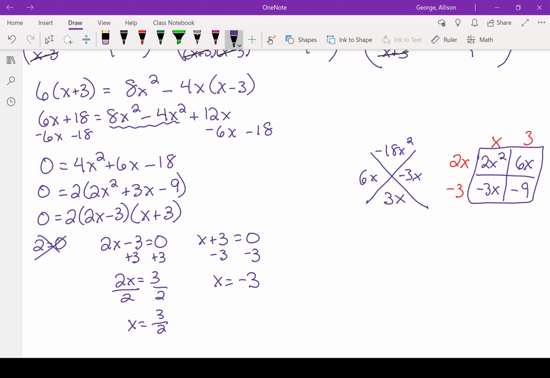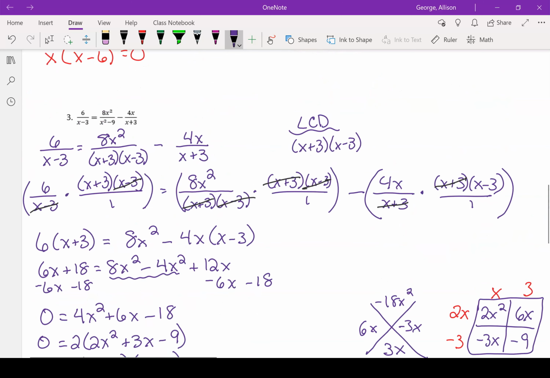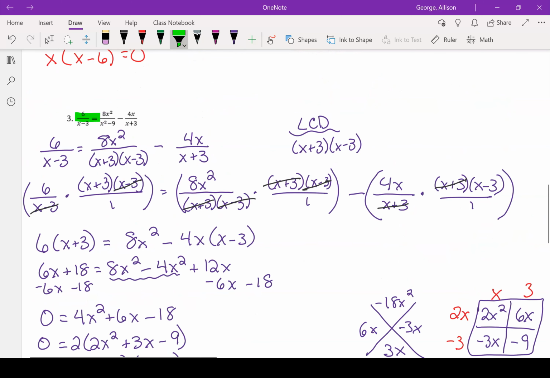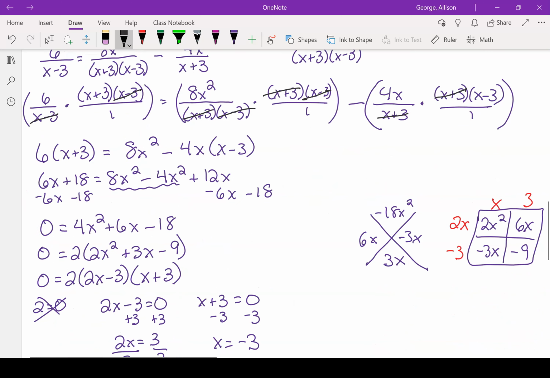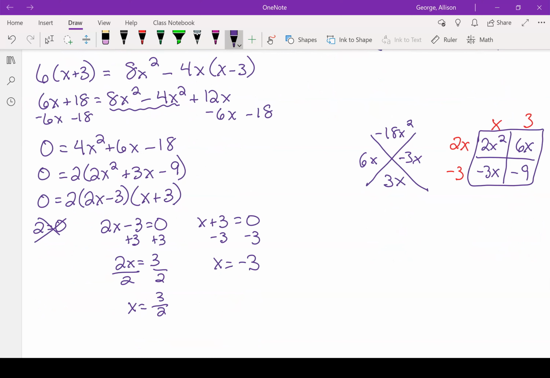Alright, so this was a big, long problem, but remember, we do have to go back and check for our denominator. So I'm going to scroll back up for a second. So that was our original problem right here, and we're looking at the denominators. So if I put 3 halves in the denominator for x, I'm fine, that doesn't do anything. We won't get 0. But if I put negative 3 in the denominator, negative 3 plus 3 is going to give me 0. So we can't use negative 3 as one of our answers. So our only answer is the 3 halves.